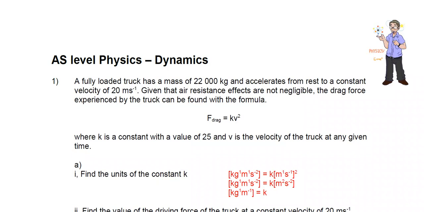Dynamics memo. Question 1. A fully loaded truck has a mass of 22,000 kilograms and accelerates from rest to a constant velocity of 20 meters per second. Given that air resistance effects are not negligible, the drag force experienced by the truck can be found with this formula. F drag equals kv squared, where k is a constant with a value of 25 and v is the velocity of the truck at any given time.